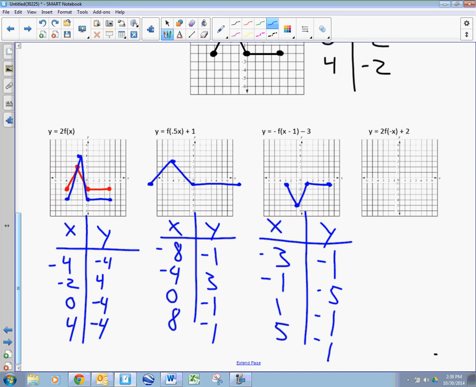As you compare it to the red graph, is it the same size, or is it bigger, or is it smaller? Same size. I have not horizontally stretched it or compressed it. I've not vertically stretched or compressed it. That's the same size. The only difference, I've flipped it vertically, which is a negative, and I've shifted it 1 unit to the right and 3 units down. Last one.